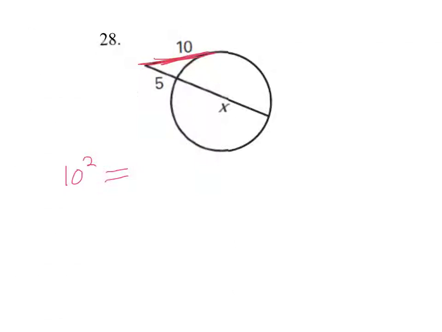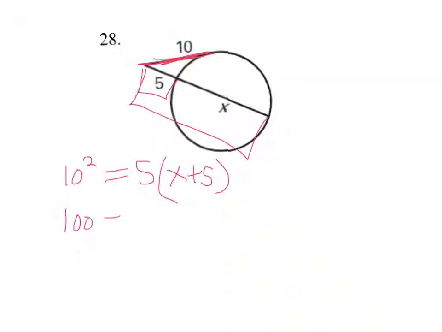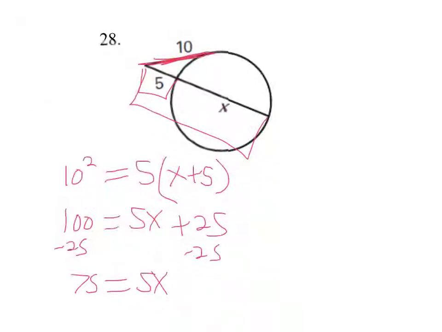You're going to do 5 times the whole length. And the whole length is not just 5, it's not just x, it's both of them added together. I'm going to write it as x plus 5. So we'll have 100 equals 5x plus 25, because you've got to distribute. Subtract the 25 from each side, and then divide by 5, and you get 15 as your answer.